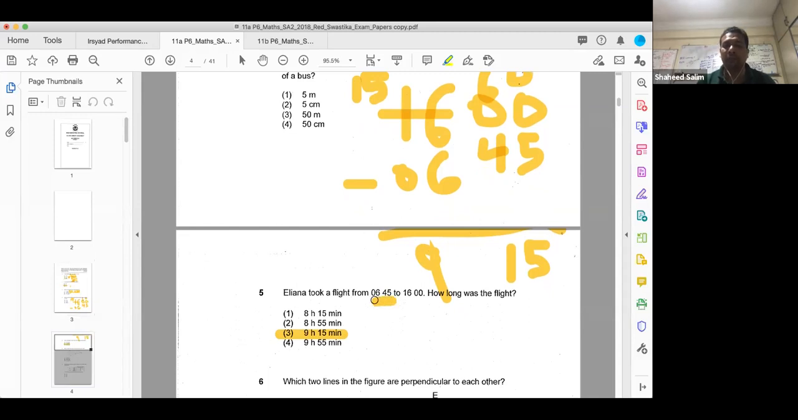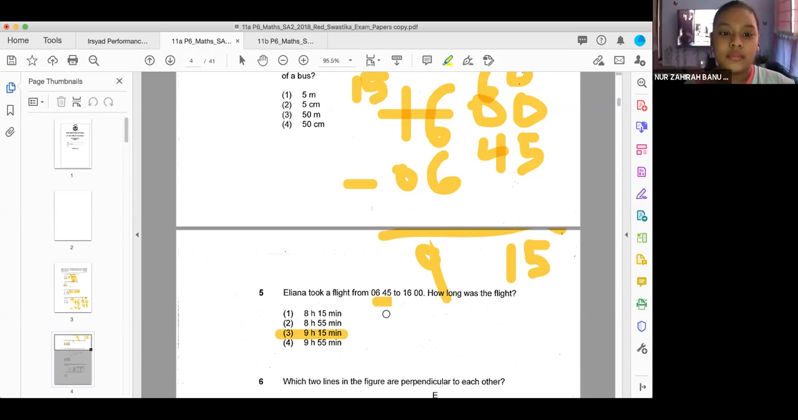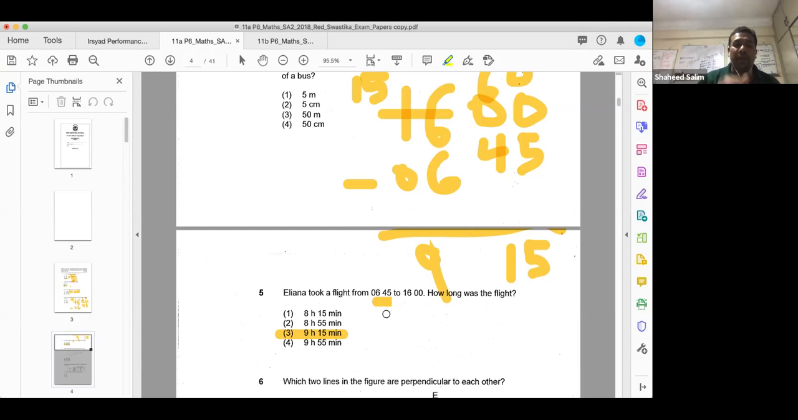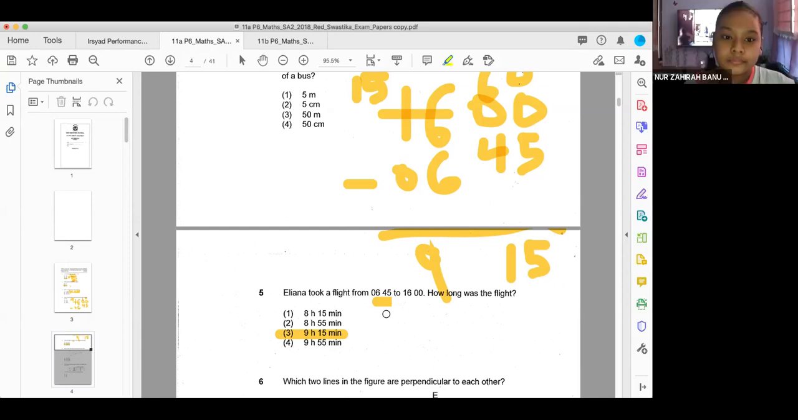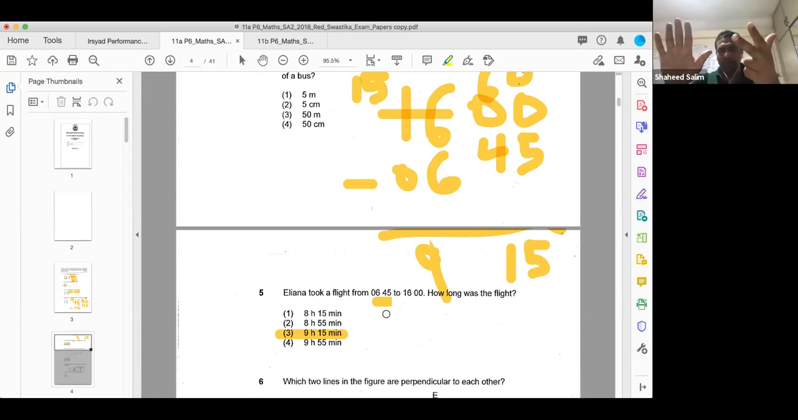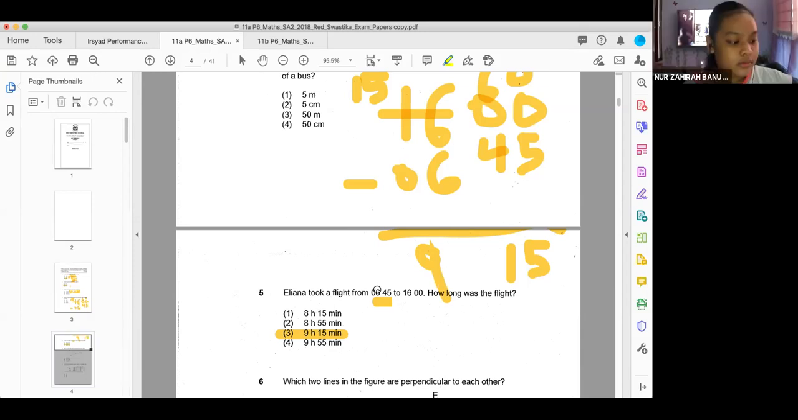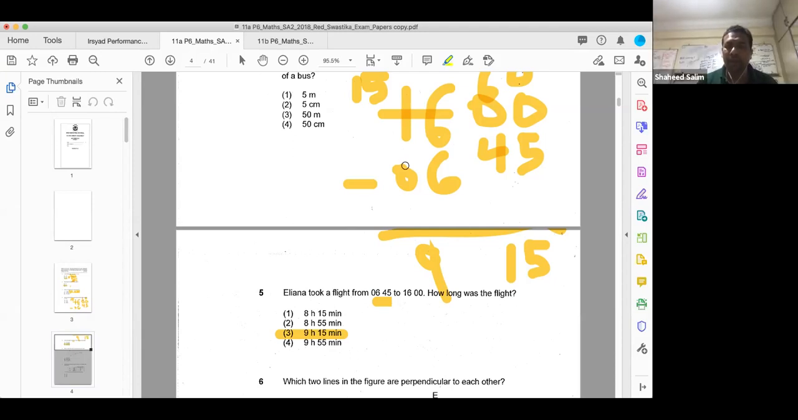Down here is 7 o'clock. 6:45 is near to 7, right? 7 o'clock to 16. How many hours is that? 8. 7 to 16. Okay, 8 o'clock, 9 o'clock, 10 o'clock, 11 o'clock, 12 o'clock, 13, 14, 15, 16, 9 hours from 7 o'clock. Then 15 minutes more. You missed one number somewhere. See, 15 minus 6 is 9 also.